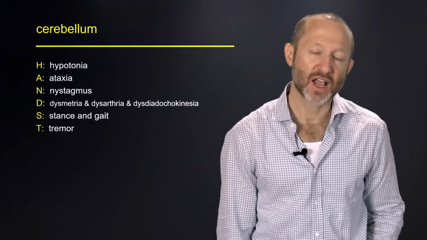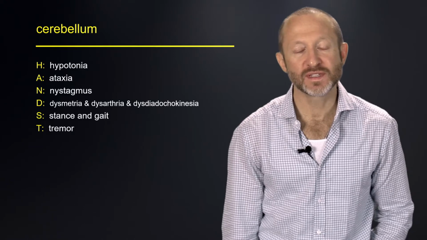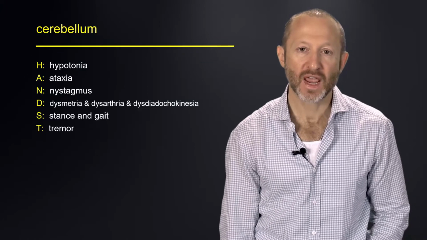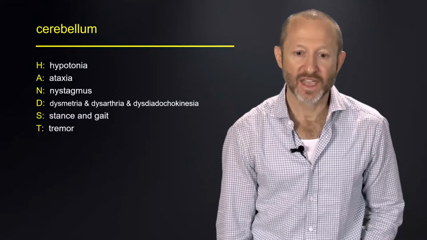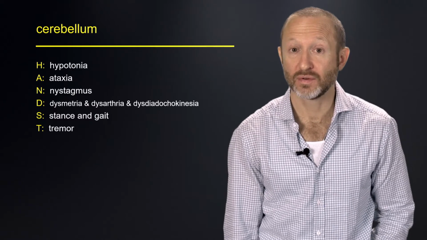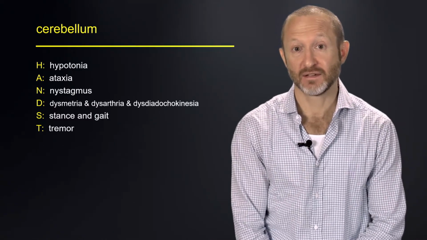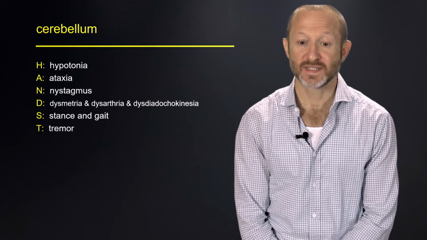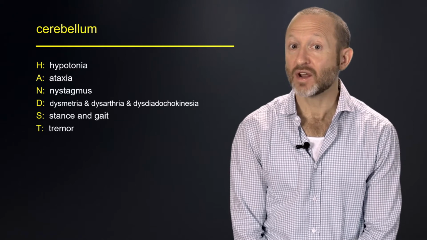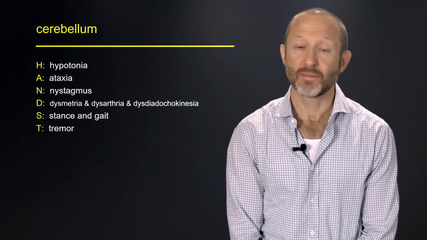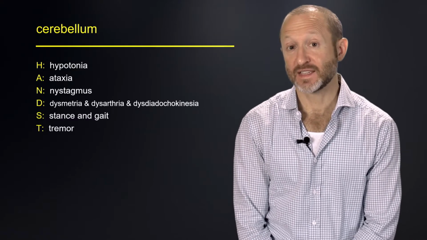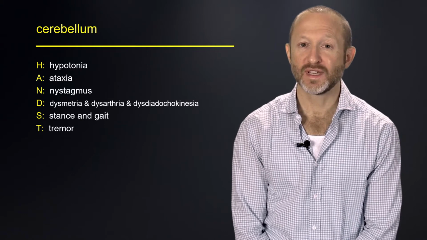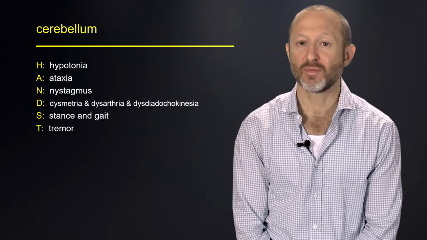I came up with a mnemonic that helps me remember the abnormalities that I should always look for in a lesion of the cerebellum. And that mnemonic is HANDS tremor, H-A-N-D-S-T. The H stands for hypotonia or low tone. The A stands for ataxia. The N stands for nystagmus. The D stands for dysmetria, dysarthria, and dysdiadochokinesia, or abnormalities of rapid alternating movements. S stands for abnormalities of stance and gait, and T stands for tremor, which usually is evidenced when patients are performing finger to nose.